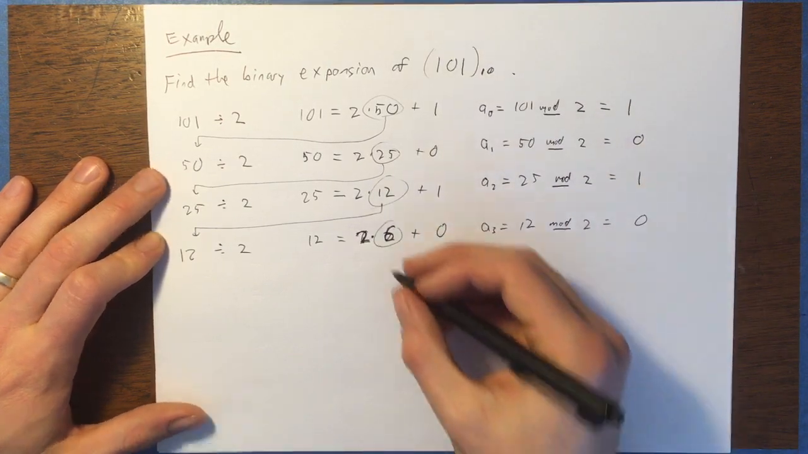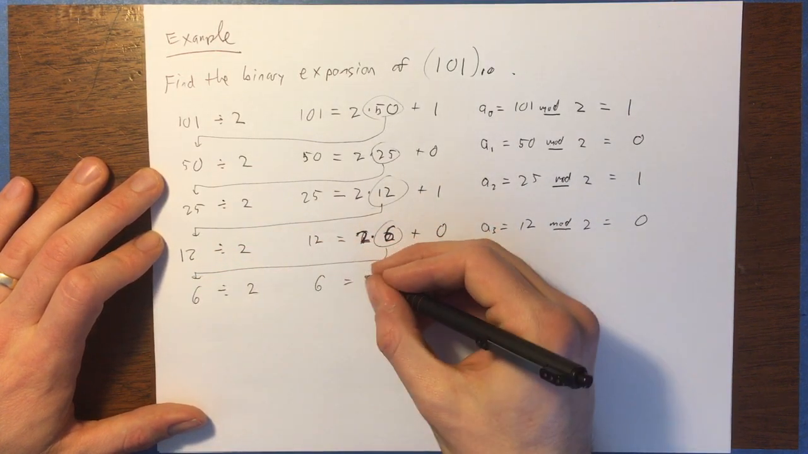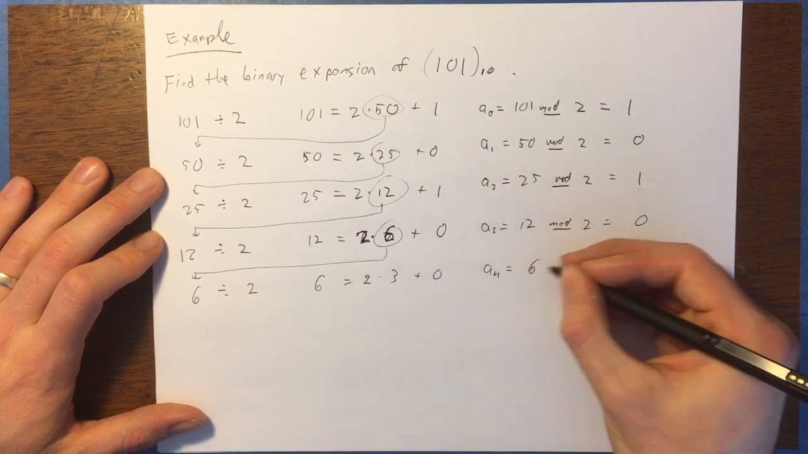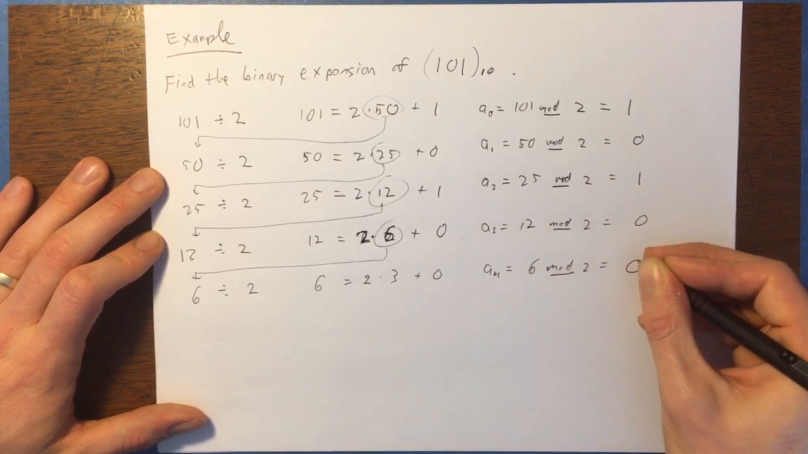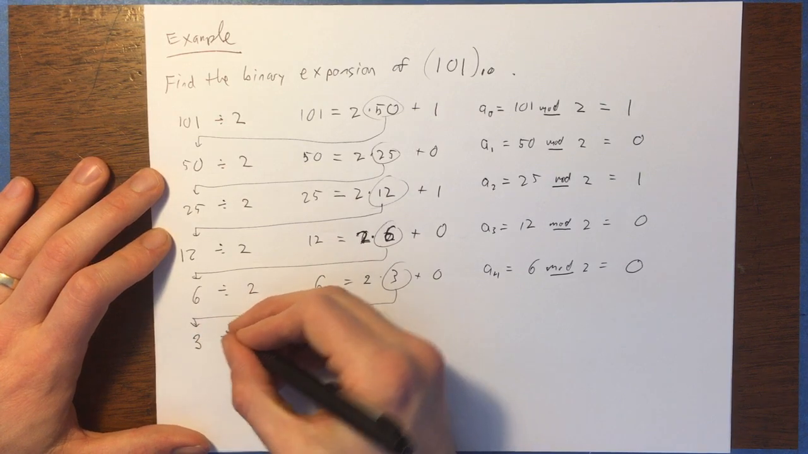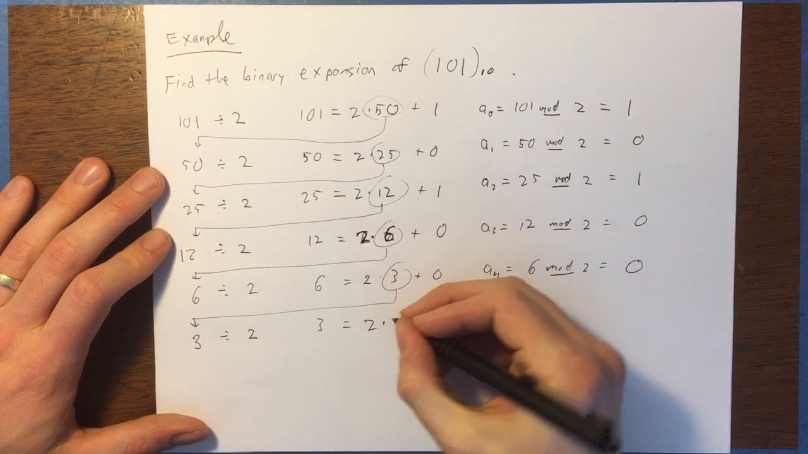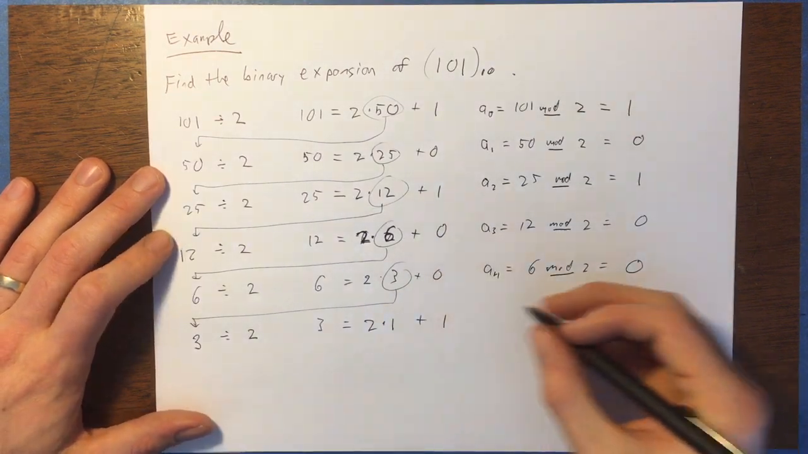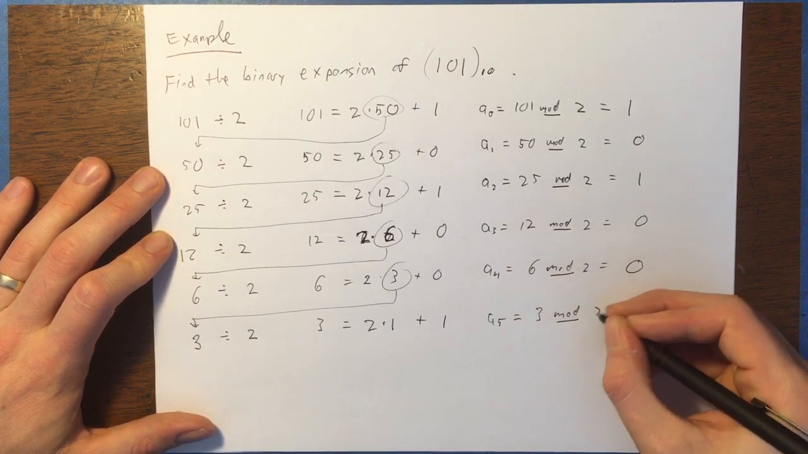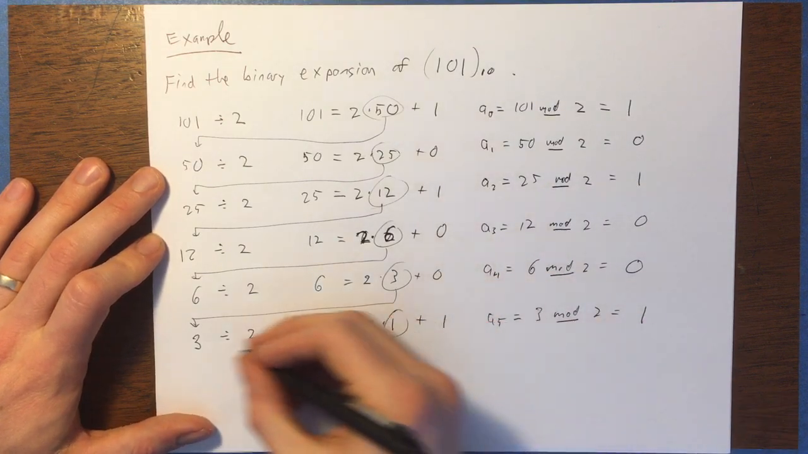And we take the 6, which is our quotient, and carry that on. 6 divided by 2. Well, that's 2 times 3 plus 0. So A4 is going to be 6 mod 2, which is 0. And we carry on the 3. Almost done. Let's see, 3 divided by 2. 3 is like 2 plus 1. So that's 2 times 1 plus 1 more. So our A5 is going to be 3 mod 2, which is 1, as we discovered. And then we take the quotient of 1 and carry that over.